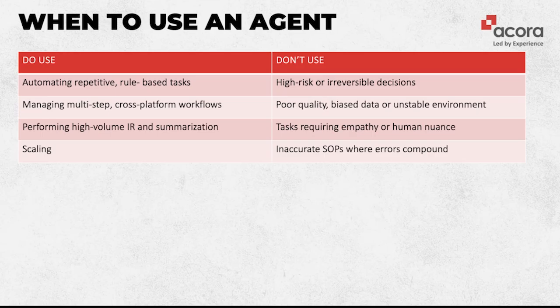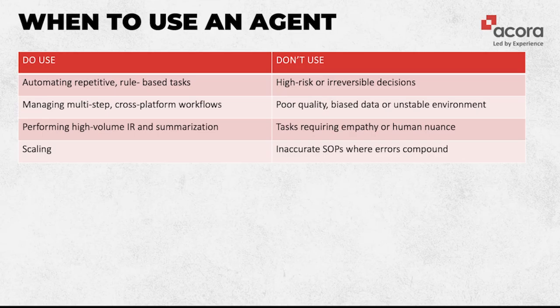Where we don't want to use agents is anything that is associated with high risk or irreversible decisions. So typically anything that could impact human life or have detrimental financial impact. Also where we've got poor quality or biased data. So the garbage in, garbage out analogy still applies to generative AI, and those problems are just exacerbated. So we can't expect large language models to fix our data.